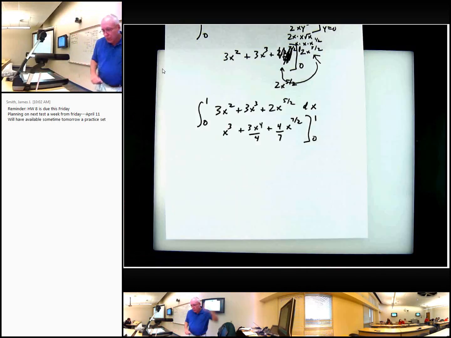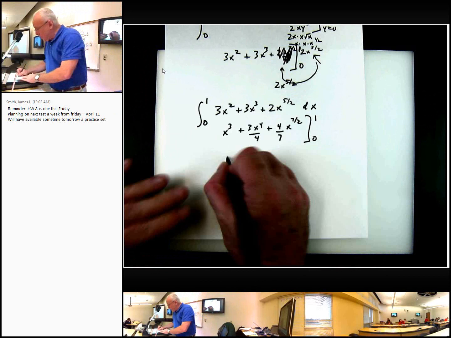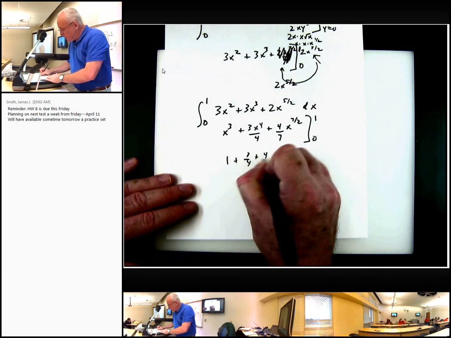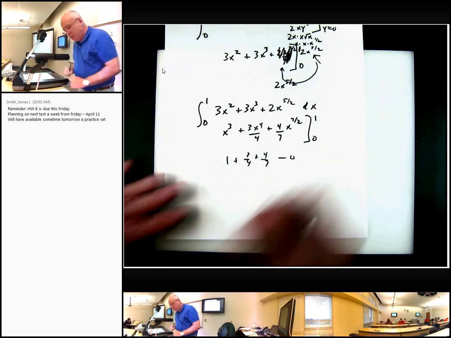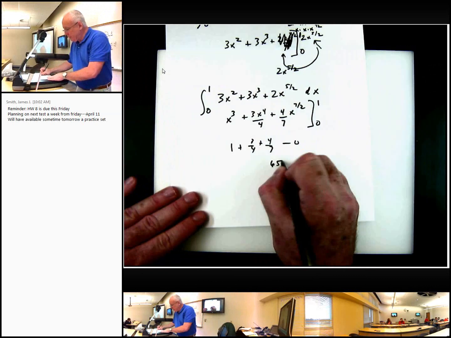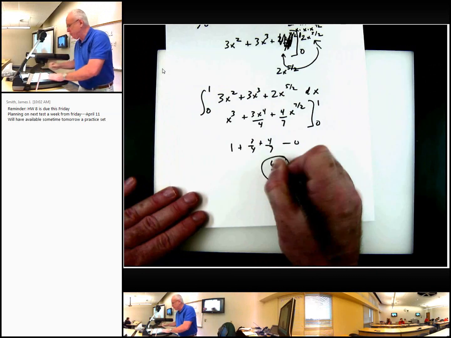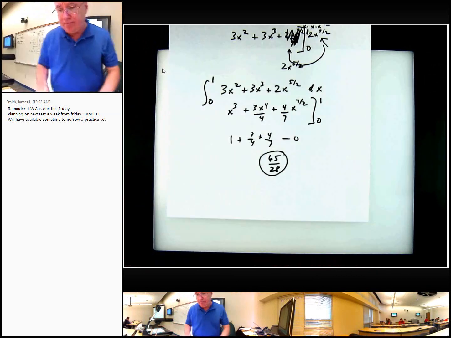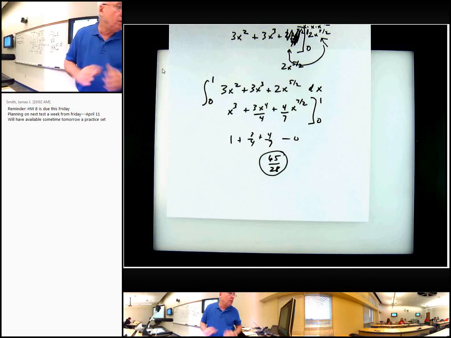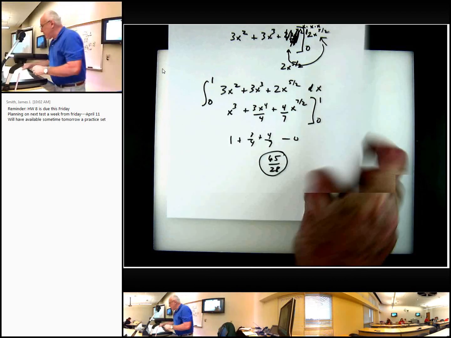So that's just going to be 1 plus 3/4 plus 4/7 minus 0. And when we combine with a common denominator, that becomes 65 over 28. As we see here, there's plenty of opportunity, if you're not focusing carefully, to make arithmetic mistakes or to get ahead of yourself and mix apples and oranges. So you do have to be careful with these.